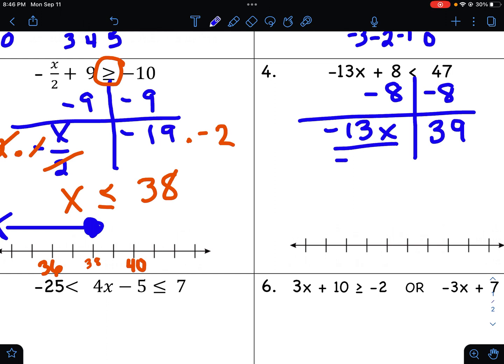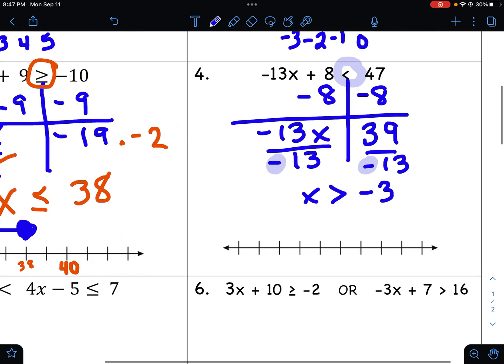We're going to divide both sides by negative 13. I happen to know 3 13s make 39. So you'll have an x on this side and you'll have a negative 3 on this side. And again, because this is negative right here, we're going to switch that sign. So when we write it down, it's going to be a greater than symbol.